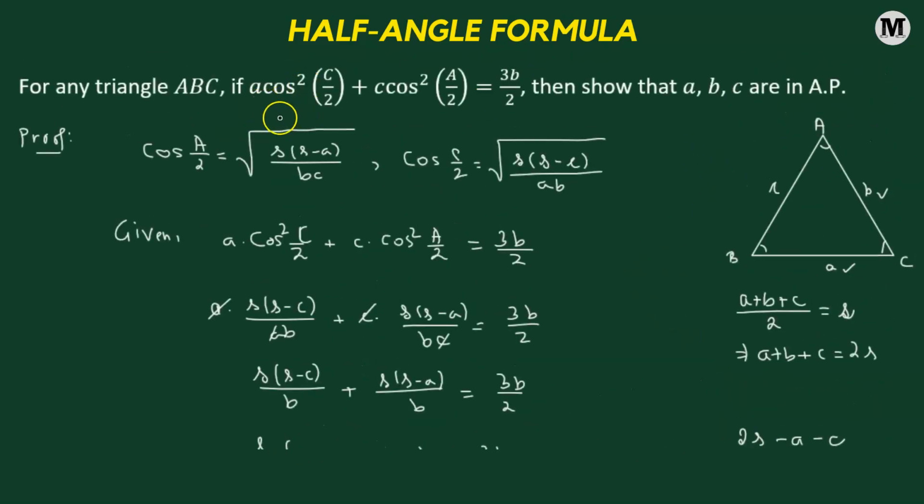For any triangle ABC, if the given equation is true, then it must be true that a, b, c are in arithmetic progression.